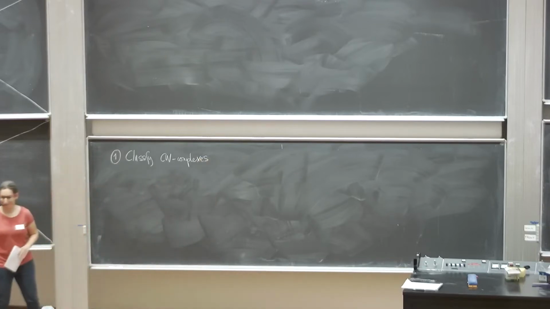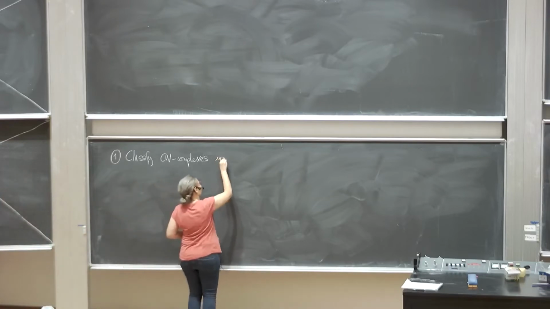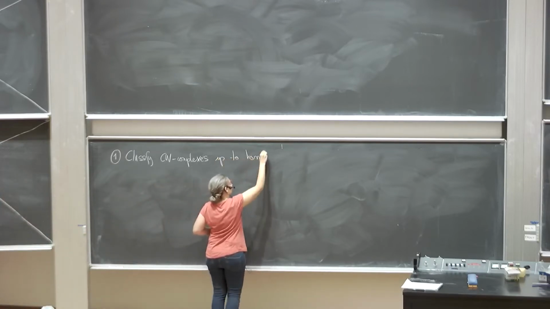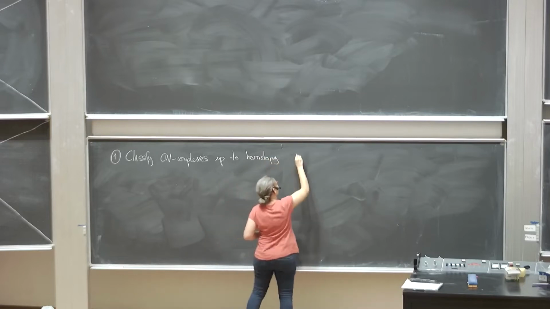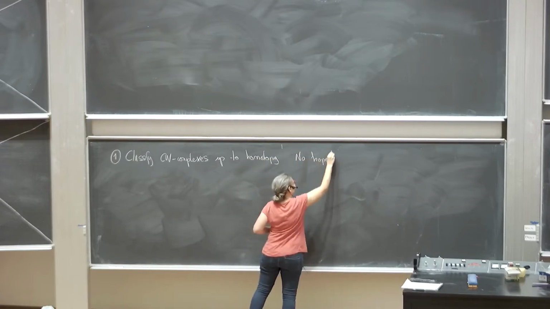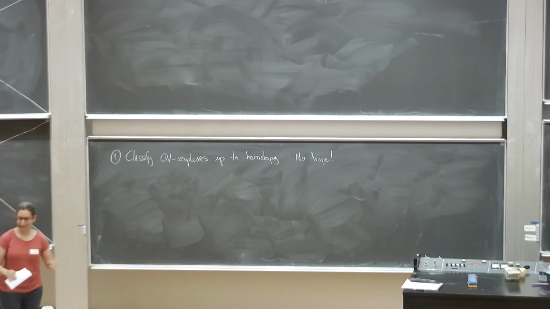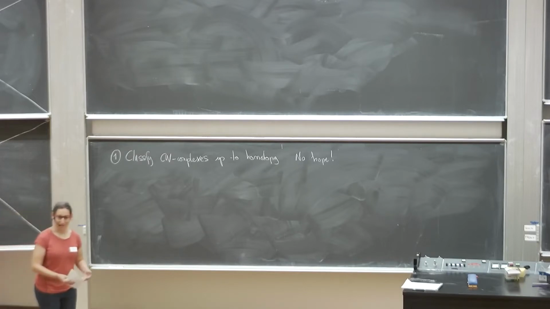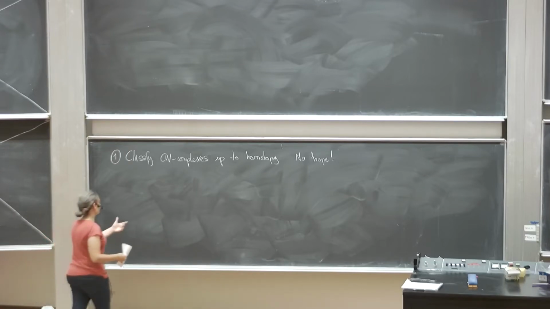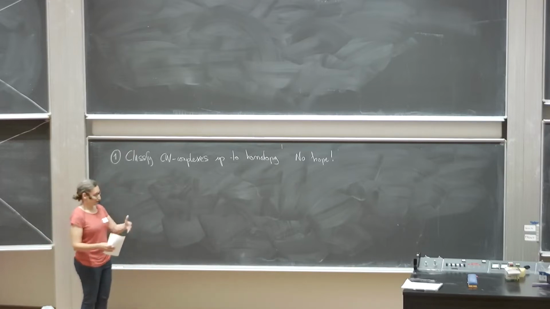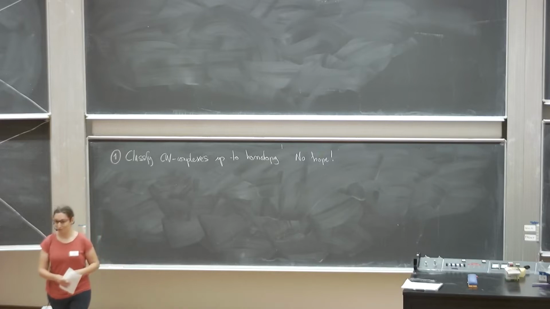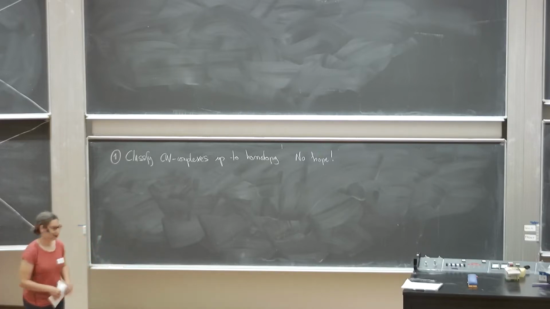Classify CW complexes up to homotopy, for example. Up to homotopy, and the answer is no hope. The reason, I'm just going to sketch because I've never looked in detail at the reason, has to do with the problem of classifying finitely presented groups. It's proven that you cannot classify all finitely presented groups because of the word and subgroup problems. And you can realize any finitely presented group as the fundamental group of a CW complex, and that's how the story goes, right?